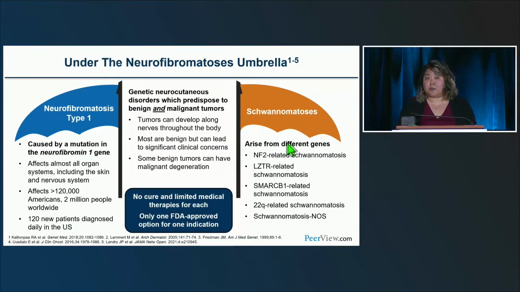The other main category under this umbrella term of neurofibromatoses are schwannomatoses as well. These are all dependent on the genetic variant that is causing their predisposition to form schwannomas. The most common of these schwannomatoses is NF2-related schwannomatosis, and you will see that there's been a recent change in the diagnostic criteria to incorporate other schwannomatoses, again, based on their underlying gene change.